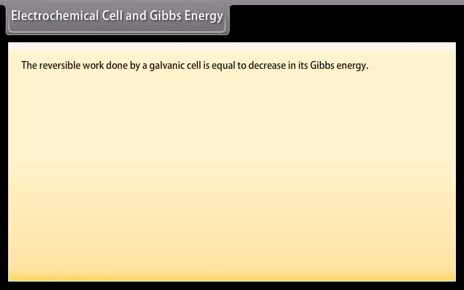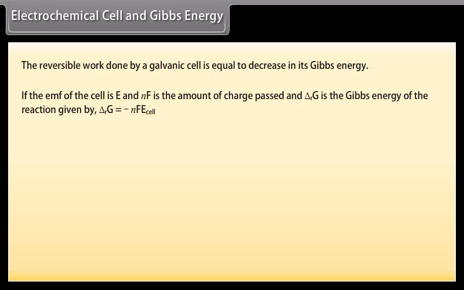Electrochemical cell and Gibbs energy. The reversible work done by a galvanic cell is equal to the decrease in its Gibbs energy. If the EMF of the cell is E and nF is the amount of charge passed, and ΔrG is the Gibbs energy of the reaction, then ΔrG is equal to minus nF E cell.